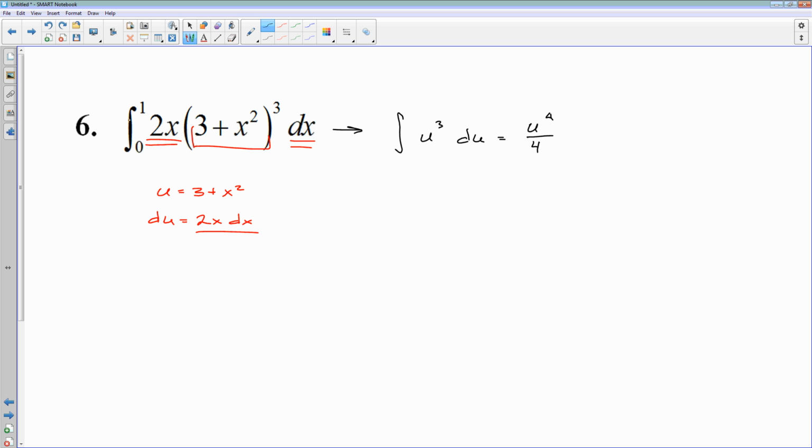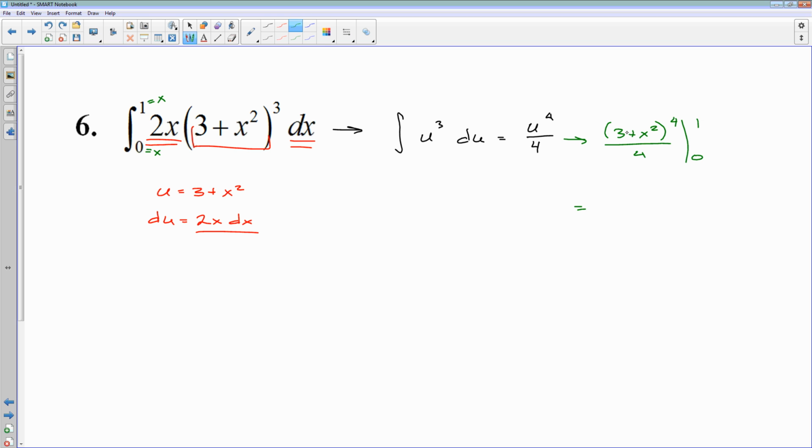But we need to plug in our limits of integration. Do not get so excited when you have your antiderivative that you plug in 0 and 1 for u, because 0 and 1 were part of my problem, and those are values of x. 1 is an x value, 0 is an x value, so do not plug them in for u. In order to use 1 and 0, I need to plug 3 plus x squared back in, and now I can plug in 0 and 1.